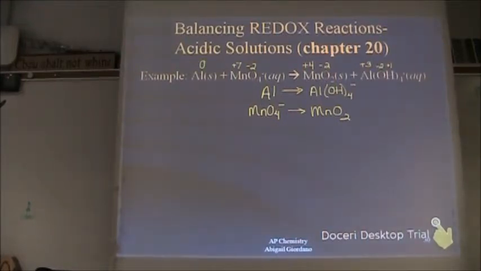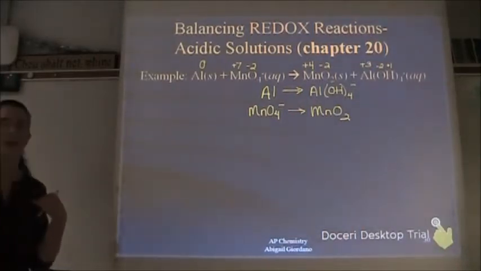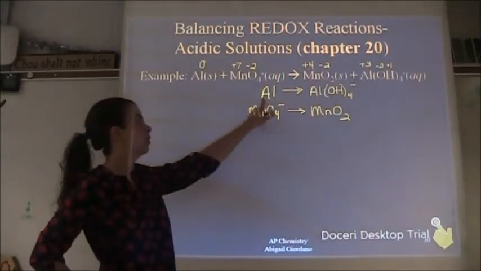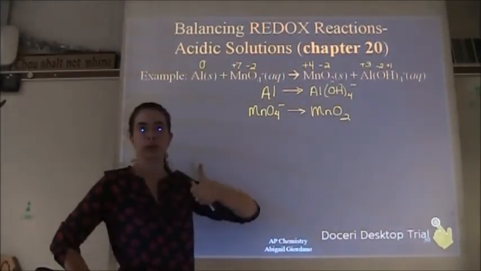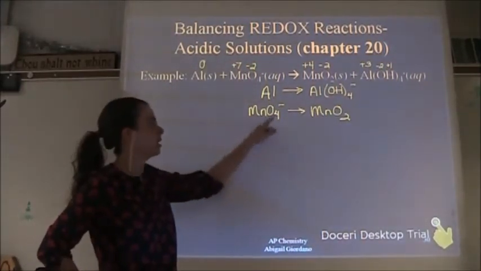The next step says, balance all elements except hydrogen and oxygen, meaning don't balance those yet. So what elements am I talking about? I'm talking about aluminum. 1 aluminum, 1 aluminum. We're good. 1 manganese, 1 manganese.